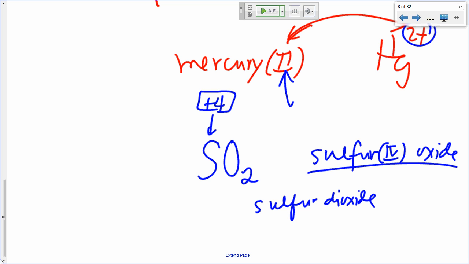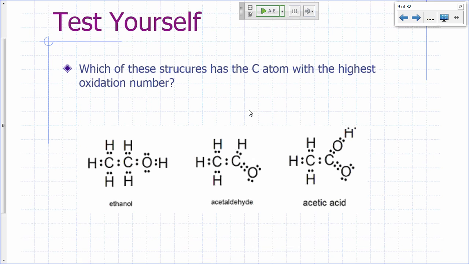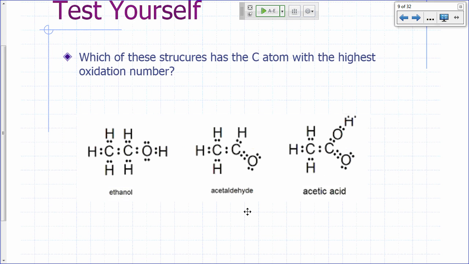So this is another way that could actually be called. When you say Roman numeral 4 there, you're specifying the oxidation number. Sulfur certainly doesn't have a charge of plus 4 here. Its oxidation number is plus 4.